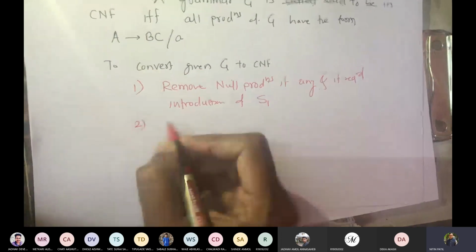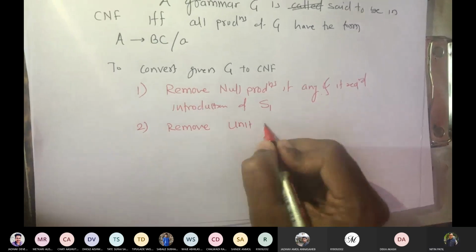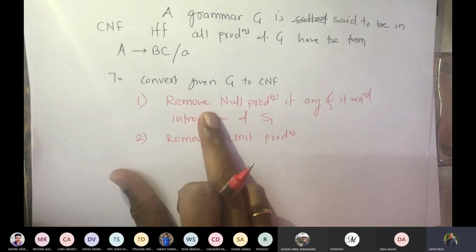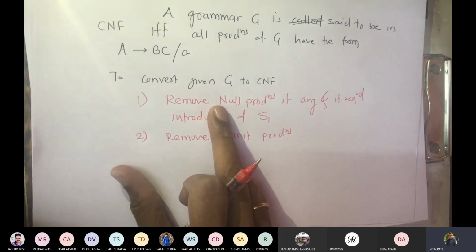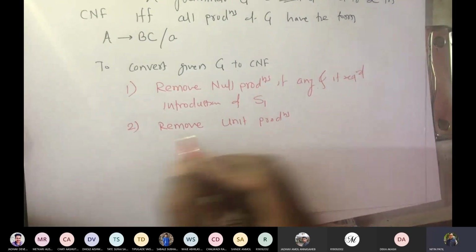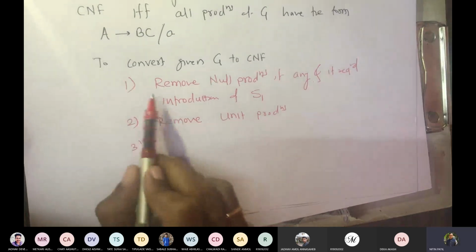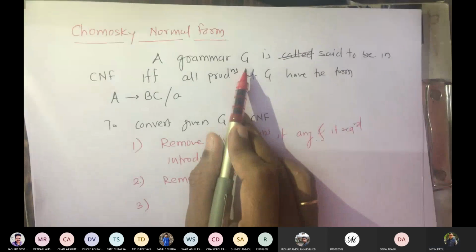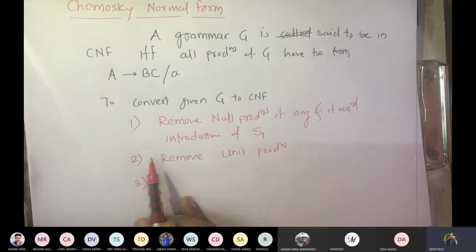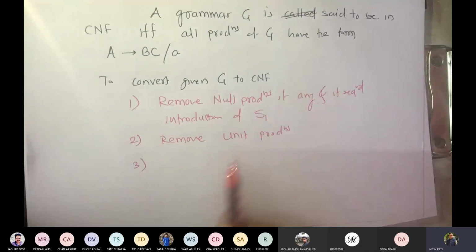Second step: remove unit productions that may result from this, because we already saw that if we apply removal of null productions, it leads to something called unit productions. So you have to remove unit productions. Say from G we constructed G1 after step 1. From G1 we are going to construct G2 by removing the unit productions, and then you are going to apply rule number 3.